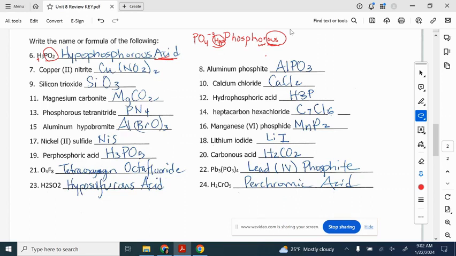Okay. Now, what if it doesn't have oxygen in it? Okay, so if this is our formula, and it doesn't have oxygen in it and it starts with hydrogen, then you're dealing with an acid. You're going to start with the prefix hydro. Then you're going to find what element this is.